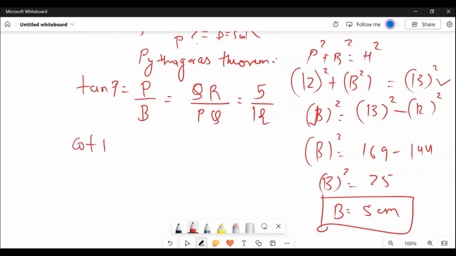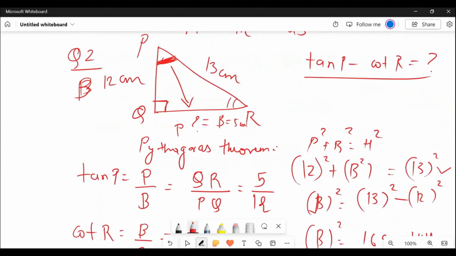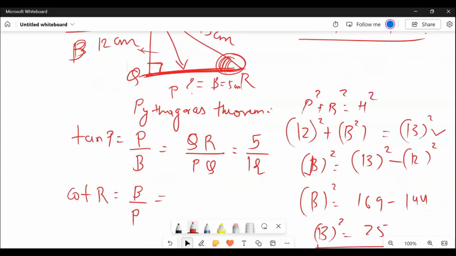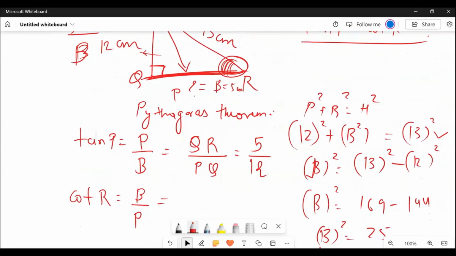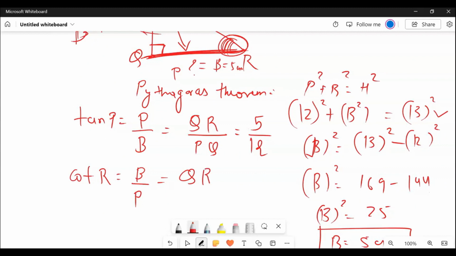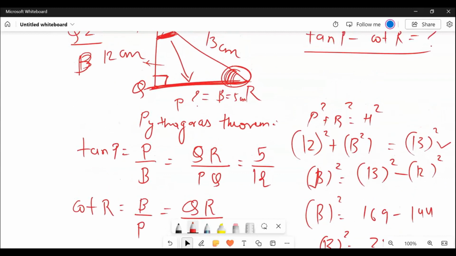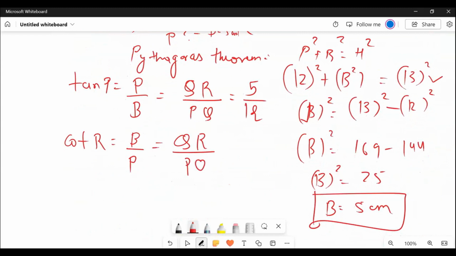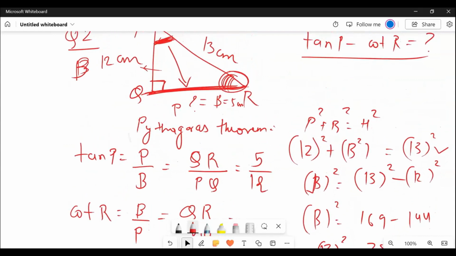Now cot R we need to find out. Cot R, the formula we have to write down, is base upon perpendicular, opposite to the tan. Okay, so first, where is cot R? Cot R is here. So for that, this is your perpendicular PQ and this will become your base for angle R. So base will be your QR and perpendicular will be PQ. So QR is again 5, right, and PQ is your 12.